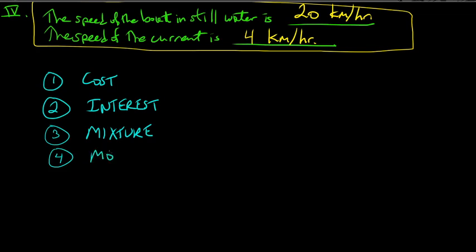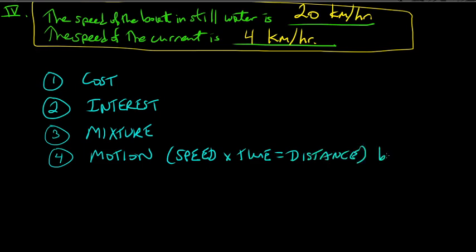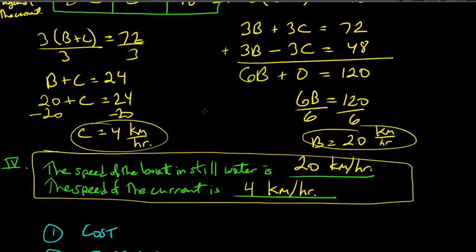And then the fourth type of problem is motion. Or if you prefer, just remember speed times time equals distance. So speed times time equals distance problems. So these are boats or airplanes, either moving with or against the current, or with or against the wind. So you should do at least two or three of each type. And I know each one takes 15, 20 minutes.